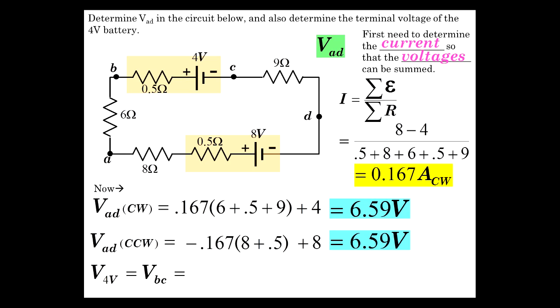Now, the voltage across the 4 volt, well, let's see. Current's flowing like this. This is plus to minus and plus to minus. It's driving current in a way such that the battery is charging. So it causes a rise in the potential across the whole battery. So we're going to have the 0.167 times 0.5, that rise inside, plus the additional 4. So plus 4 plus whatever that IR is. Gives us 4.1 volts for VBC.